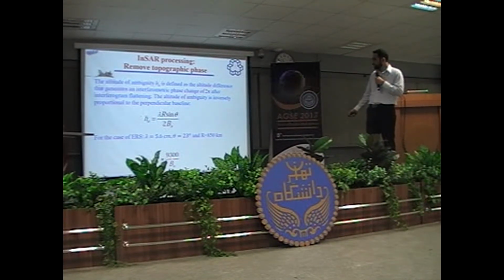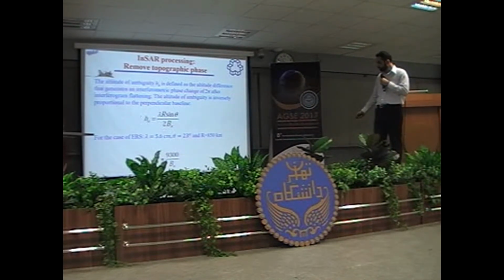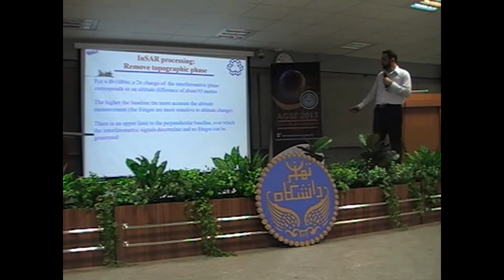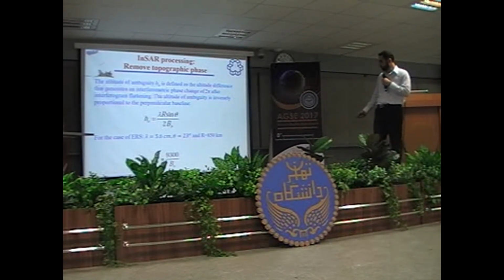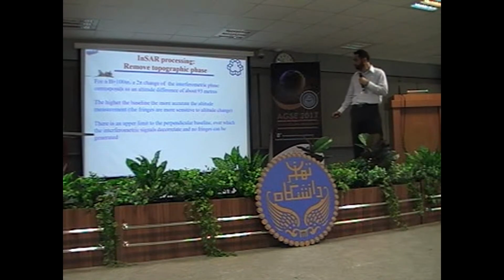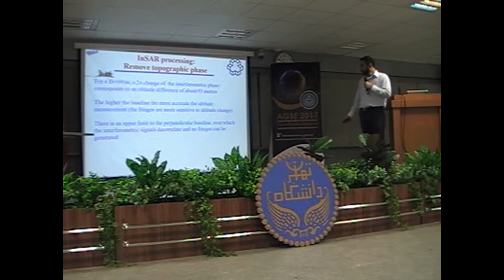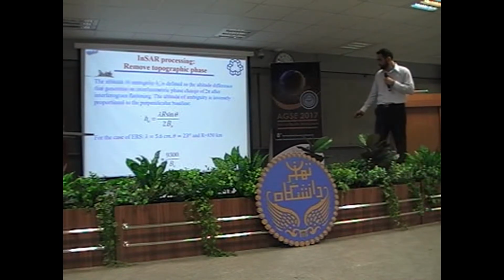10,000 over B. It means that a 2 pi difference in the interferometric phase corresponds to this amount of height difference or topography. For example, if the baseline is 100 meter, like the 100 meter here, then a 2 pi change of interferometric phase corresponds to a height difference of 93 meters, right? So this is very dependent on the baseline. See, the baseline is a very important parameter here.